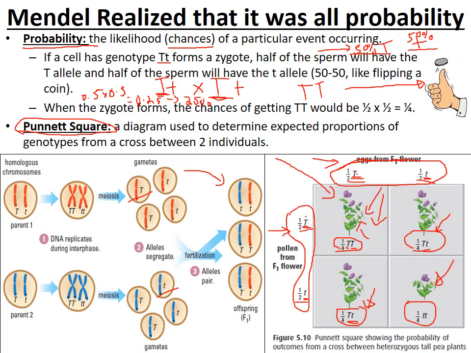Now, if you were to look at the 4 boxes here, how many are tall? Well, you have 3 tall ones to 1 short one.